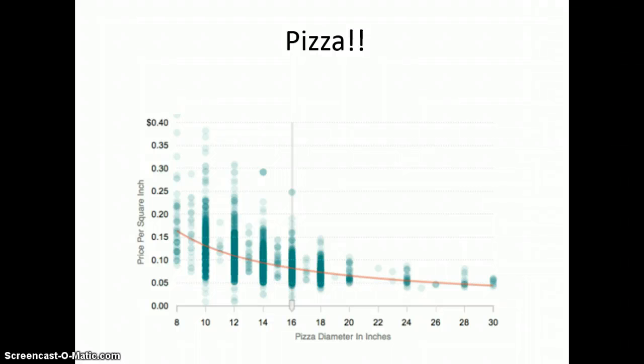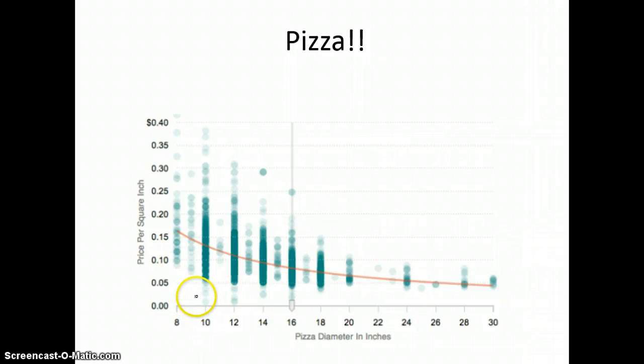So this is similar to a graph that you've seen in section 1. This is a decay model because it starts at the left and it ends up going down. This is a pizza problem. It's price per square inch on the y-axis and the diameter in inches. So what it's saying is as the diameter gets larger, as it moves to the right, the price per square inch actually goes down.